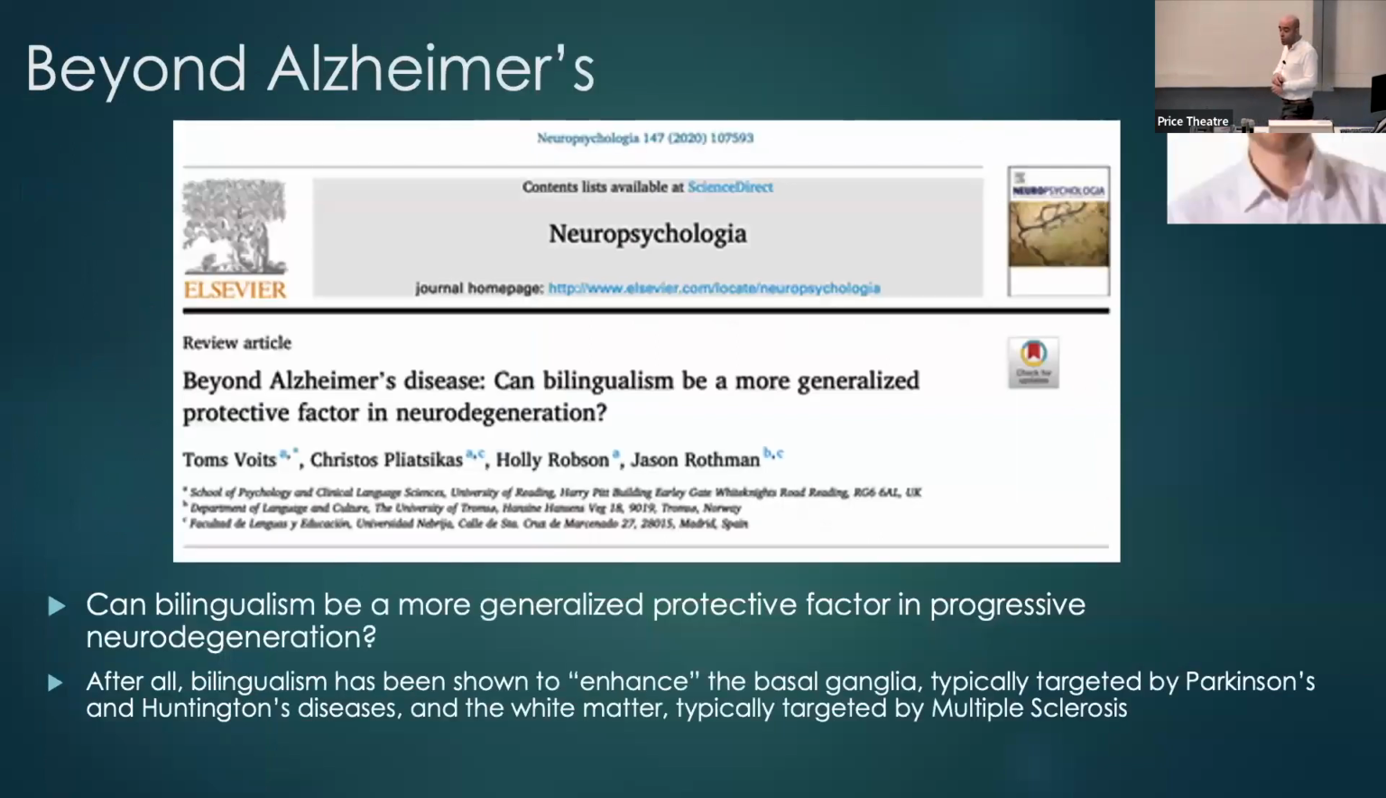And the other thing we wanted to look at is whether this effect that has been reported for Alzheimer's disease, we're now reporting for MCI, whether this is a more generalized effect that can be applied in other types of progressive neurodegeneration. Why would that be? Because we know that diseases like Parkinson's and Huntington's target the basal ganglia. But we also know that the basal ganglia gets enhanced by the experience of bilingualism. We've seen that already, the caudate and the putamen, right? So is there interaction? The same goes to multiple sclerosis. We know that it targets white matter, but at the same time, we've seen all these enhancements of white matter by bilingualism. So where is the interaction?